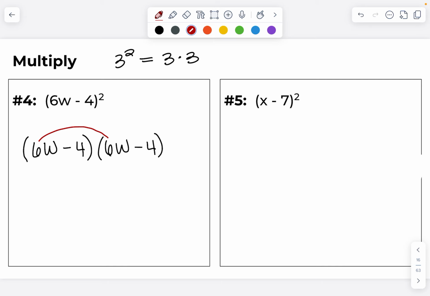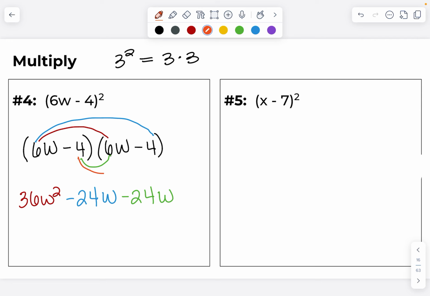So we'll just go through the FOIL process like we did in the last examples. So 6 times 6 gives me 36, and then w times w gives me w squared. My outside terms multiplied together gives me a negative 24w. And then again, negative 4 times 6 is going to give me a negative 24w. And then my last times my last, negative 4 times negative 4 is going to give me a positive 16.